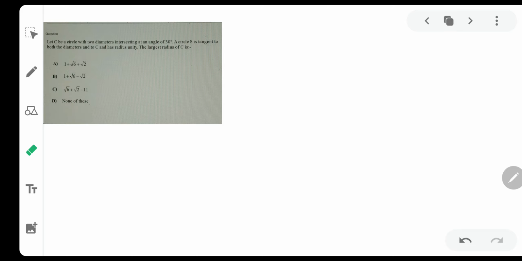Now today one of our students has asked this very interesting question. Let C be a circle with two diameters intersecting at an angle of 30 degrees. So there is a circle in which there are two diameters intersecting at an angle of 30 degrees. And circle S is tangent to both the diameters. It means it is touching both the tangents, has a radius unity, and it is also touching the circle. The largest radius of C is.